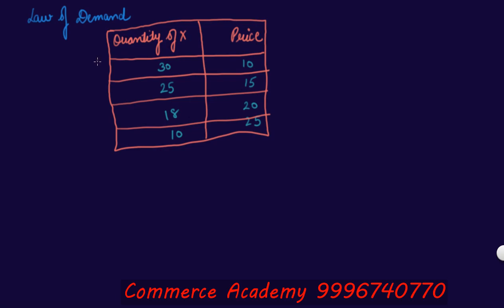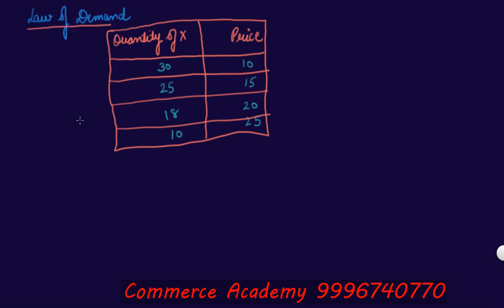See, this is the same table that we understood in the previous lectures. So what do we call this table? We call this table a demand schedule. And when we plot it on a graph, we call it a demand curve. See, law of demand. What does the law of demand say?